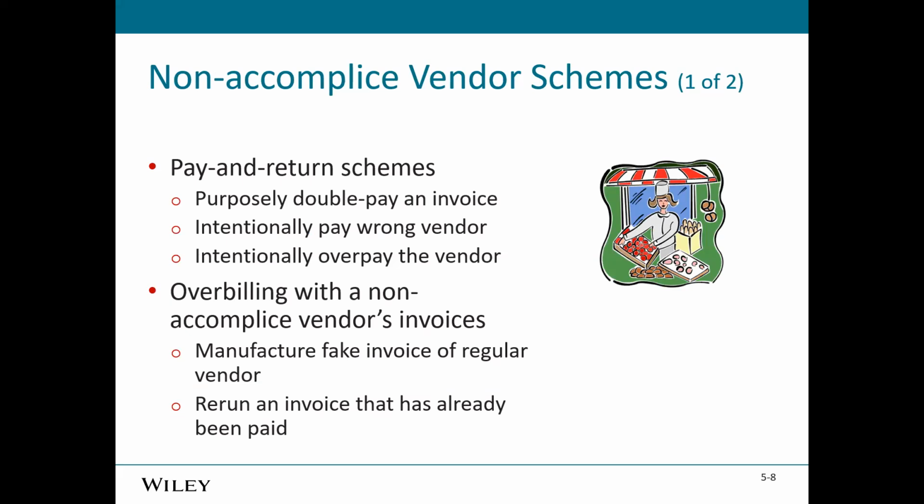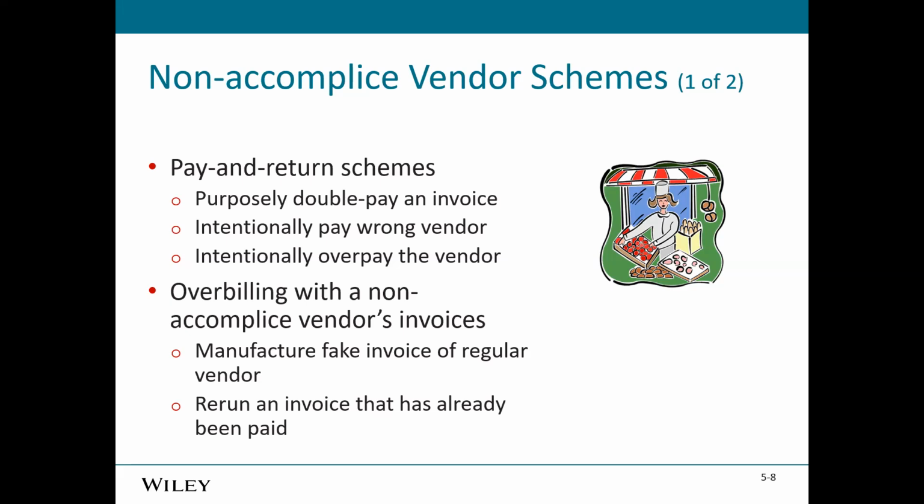The next type of billing scheme is the non-accomplice vendor. Non-accomplice means they're not involved, and a vendor is someone who is our supplier. Basically, the employee is using the information from this legitimate vendor in order to get paid. One way to do that is to purposefully pay the invoice twice. So we get an invoice for $1,000, we pay it once, and then we pay it a second time, knowing that they're going to reimburse us for that second payment.